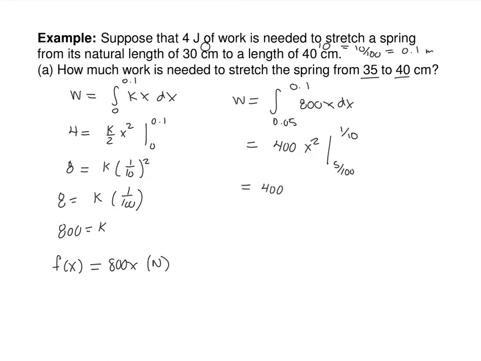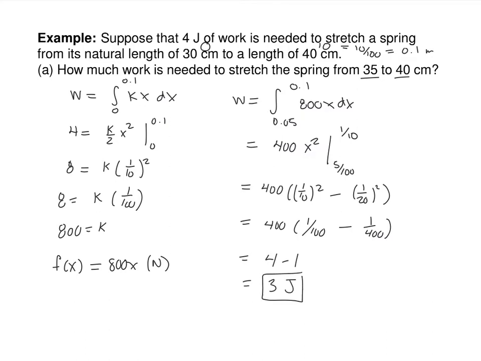So 400 times 1 over 10 squared minus 1 over 20 quantity squared. So 400 times 1 over 100 minus 1 over 400. So that'll be 4 minus 1, or 3. What you'll notice that's a little bit interesting is that to go from 30 to 40, it took you 4 joules of work, but it was only 1 joule of work to go the first 5 centimeters and 3 joules to go the last 5, which should make sense: stretching the spring initially is less work, but over time is more work.